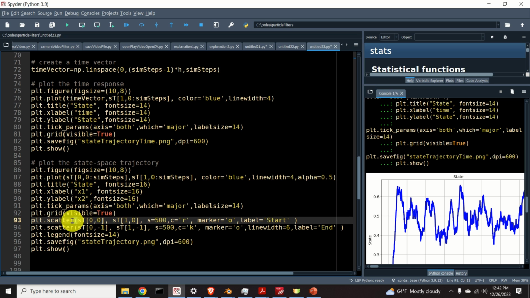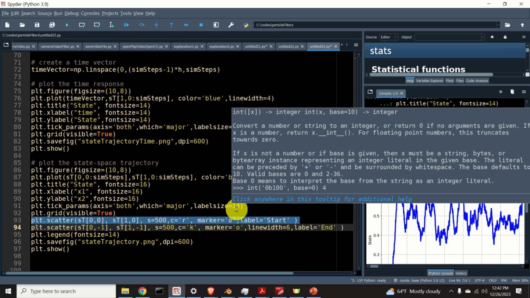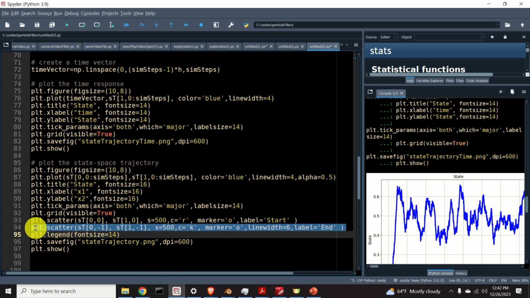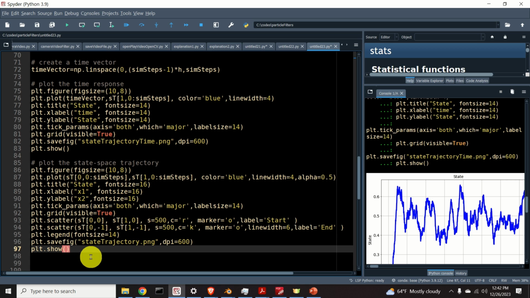we set the grid, and over here we mark the starting point of our state trajectory with a red circle. The marker is o, and the label will be start. Similarly, to better visualize the state space trajectory, we mark the endpoint with a black circle. Finally, we introduce the legend, we save the figure, and we show the plot.